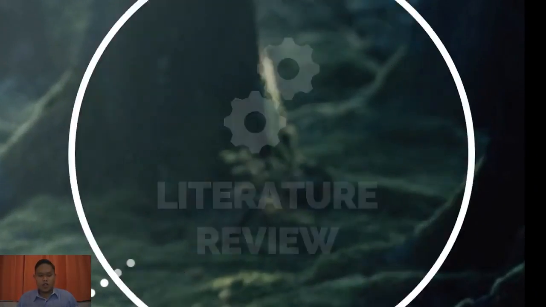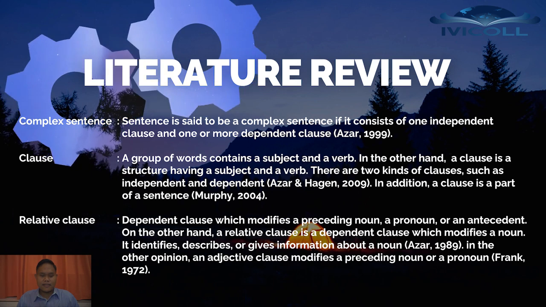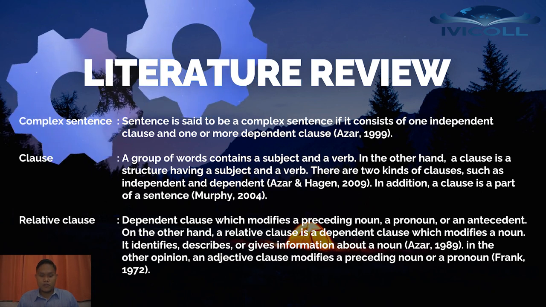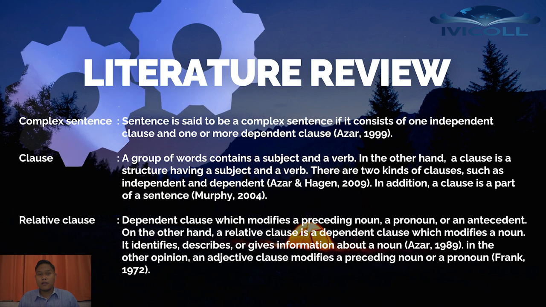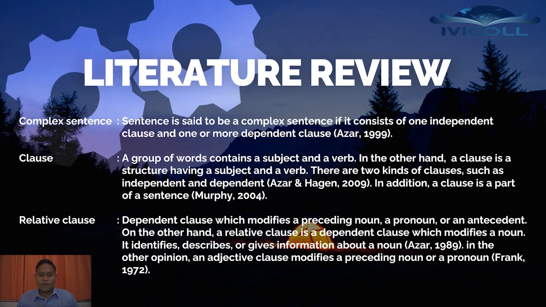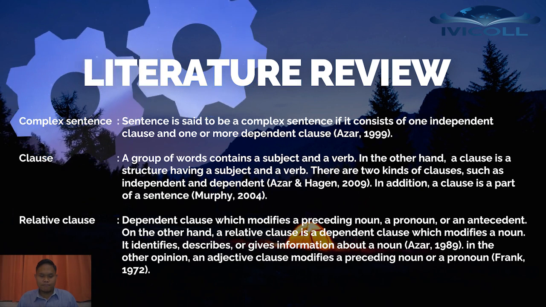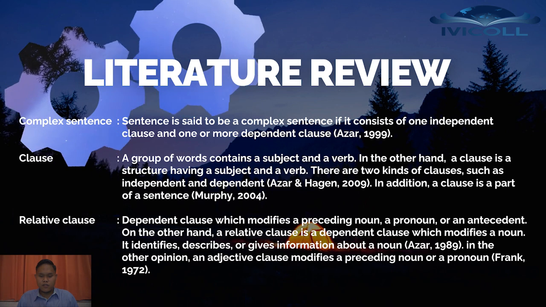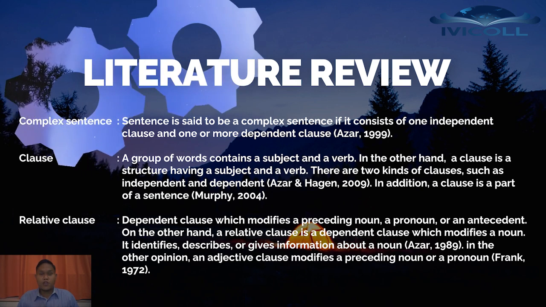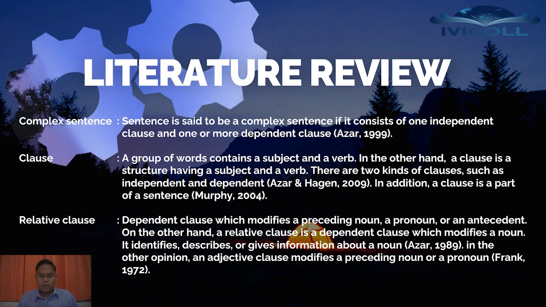The next one is literature review. A sentence is said to be a complex sentence if it consists of one independent clause and one or more dependent clauses, based on Azar 1999. Clause: a group of words containing a subject and a verb. On the other hand, a clause is a structure having a subject and a verb. There are two kinds of clauses, independent and dependent clause, based on Azar and Hagen 2009. In addition, a clause is a part of a sentence, Murphy 2004.